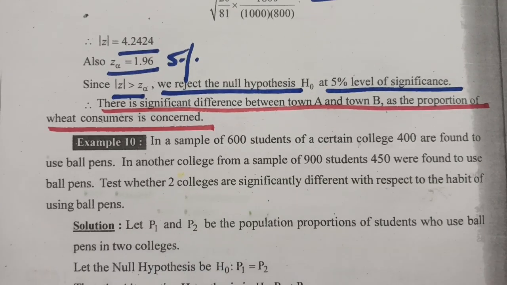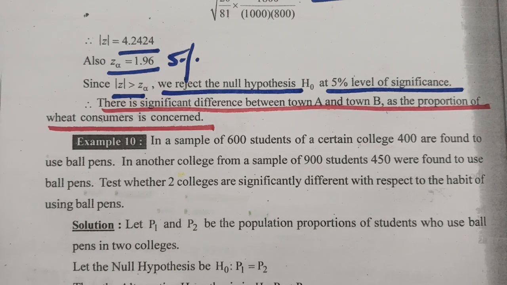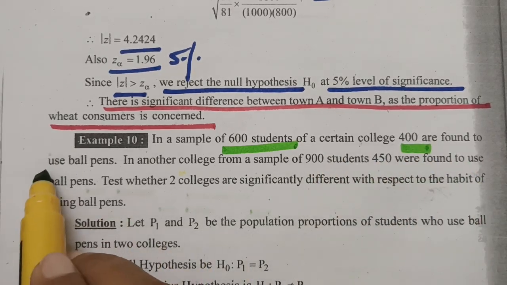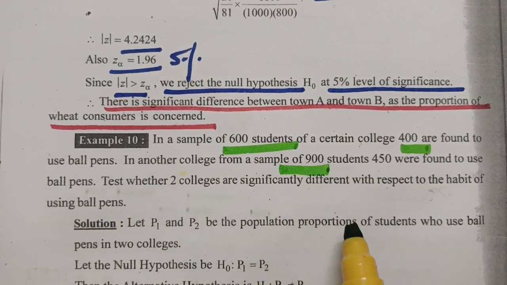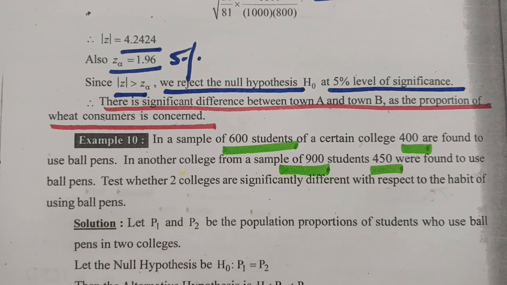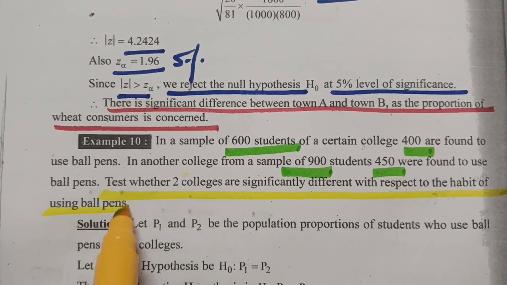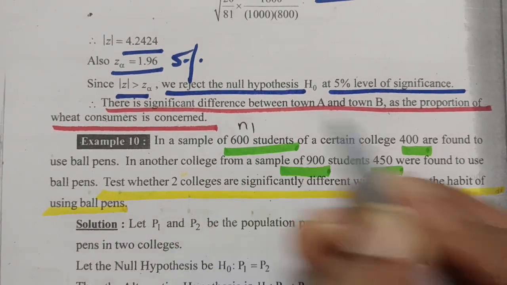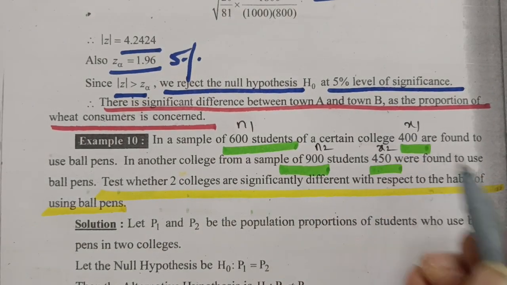And the next question, the 10th question here is: in a sample of 600 students of a certain college, 400 are found to use ball pens. In another college, in a sample of 900 students, 450 are found to use ball pens. Here we have to test whether the two colleges are significantly different with respect to the habit of using ball pens. So this is the population given. This is sample size 1 and this is x1. This is sample size 2 and this is x2, as it is very clear.